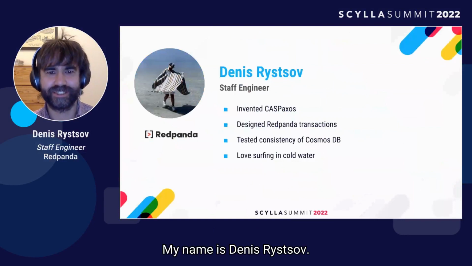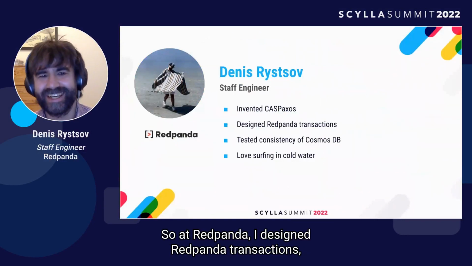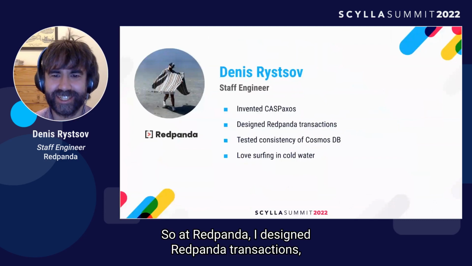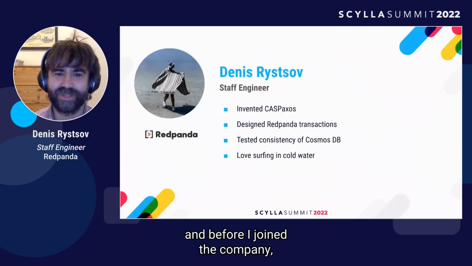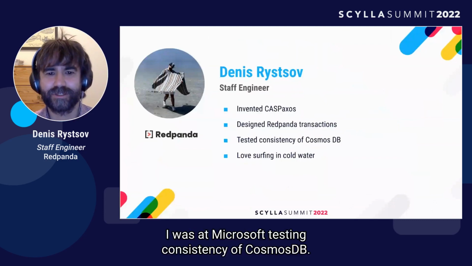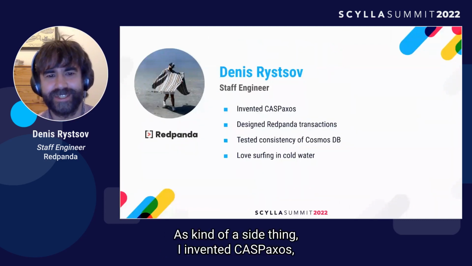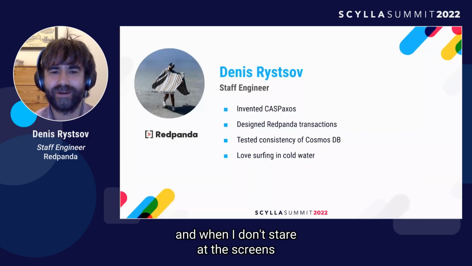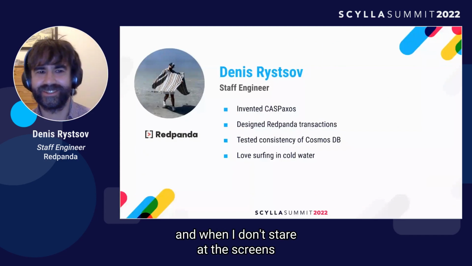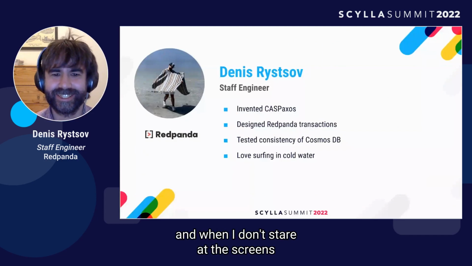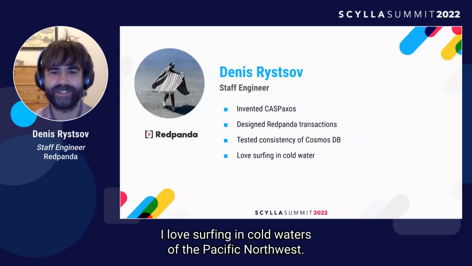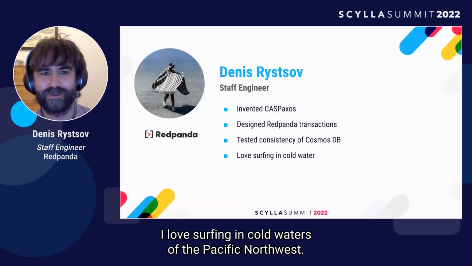My name is Denis Rysov. At Red Panda, I designed Red Panda transactions, and before I joined the company, I was at Microsoft testing consistency of Cosmos DB. As a kind of side thing, I invented Caspaxes, and when I don't stare at the screens, I love surfing in the cold waters of the Pacific Northwest.